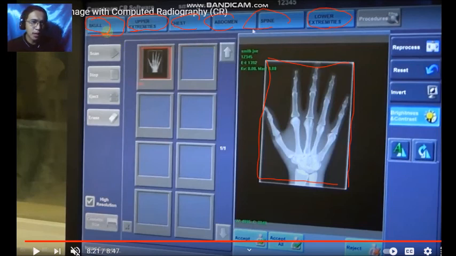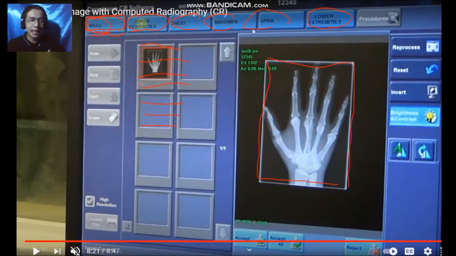But when you click one of these, for example the skull, another set of commands will be displayed. For example, routine skull, skull AP and lateral, PNS examination, the temporomandibular joint, the mandible itself, the facial bones, and Waters method. So a lot will be displayed.